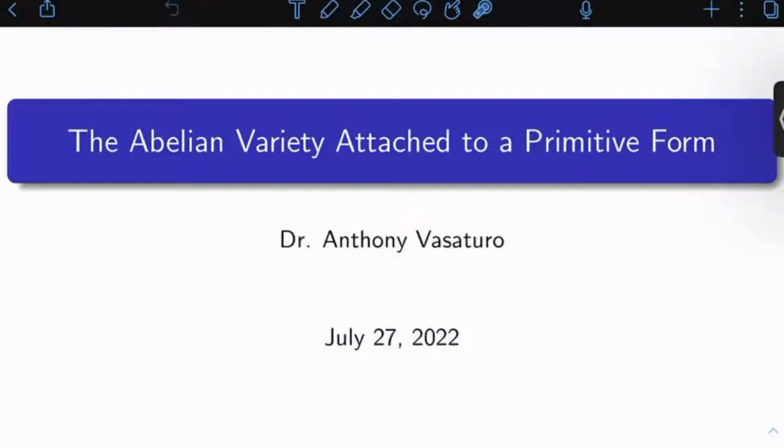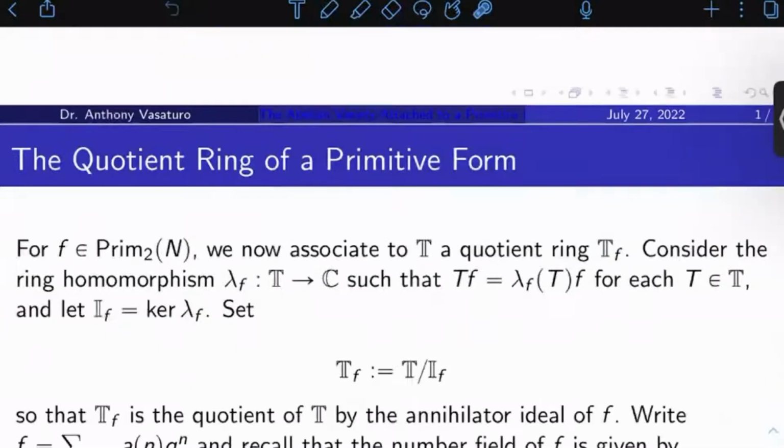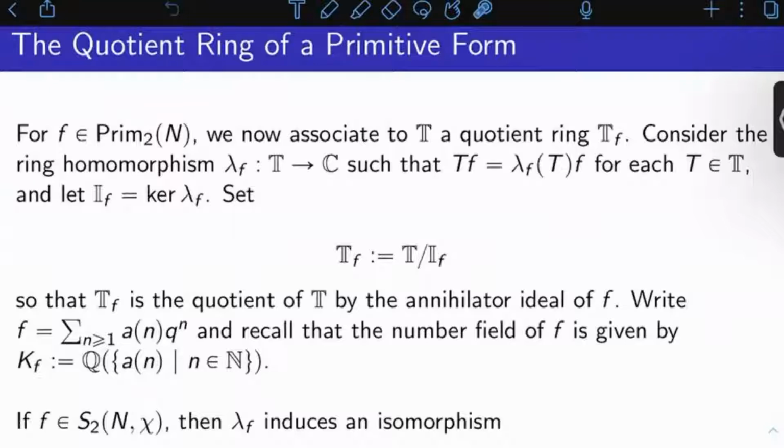Welcome back, everybody. Today's video is on the abelian variety attached to a primitive form, a concept we first encountered when looking at the fivefold theorem. Okay, so first the quotient ring attached to a primitive form. Let f be in Prim_N. So remember, this means it's a newform, which is also a normalized Hecke eigenform for all Hecke operators.